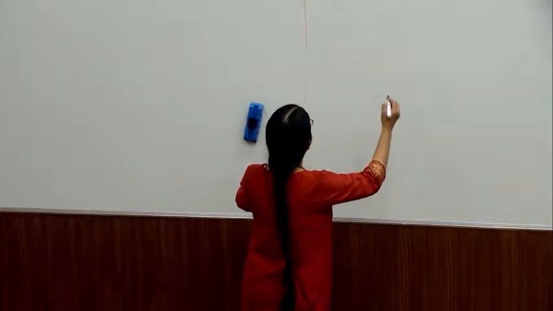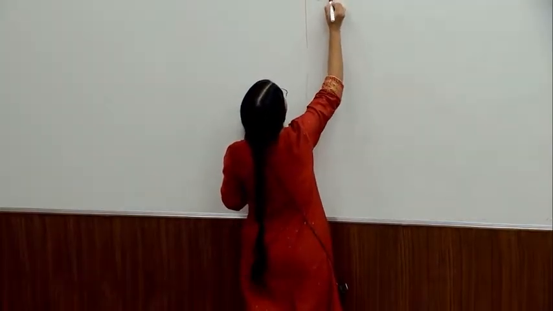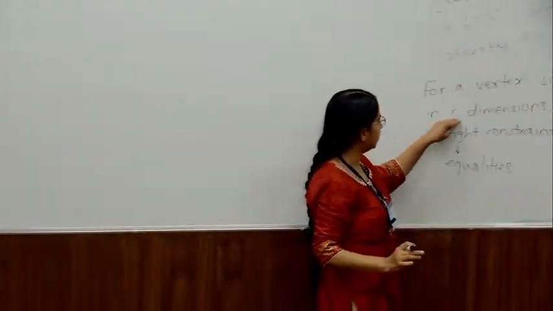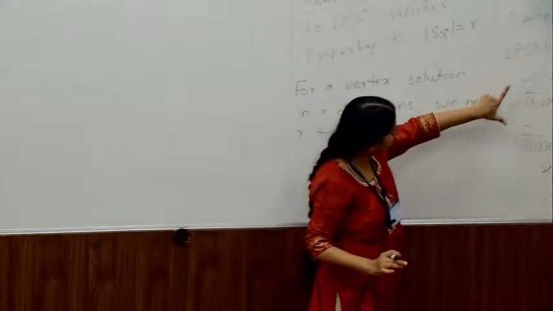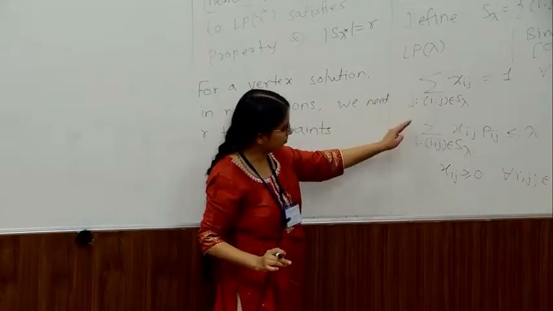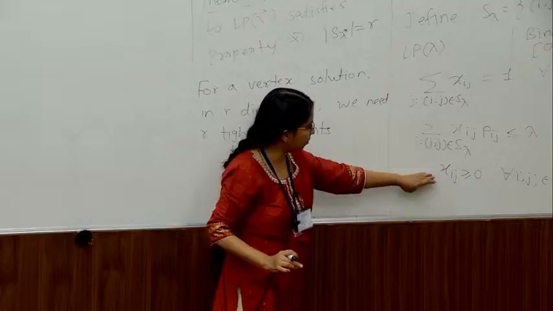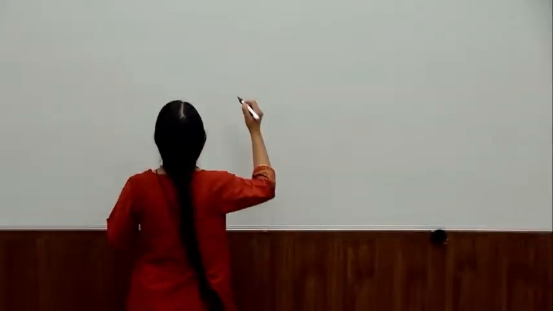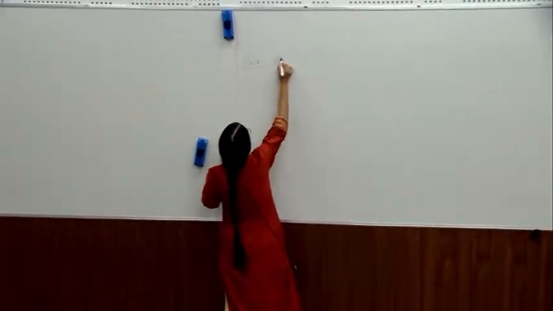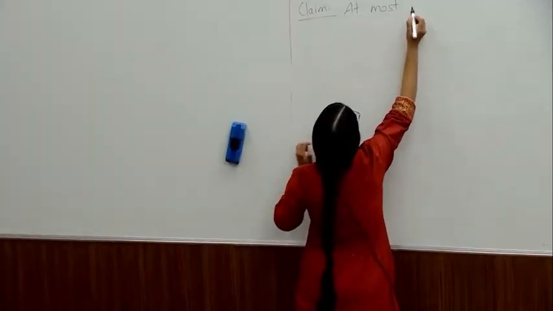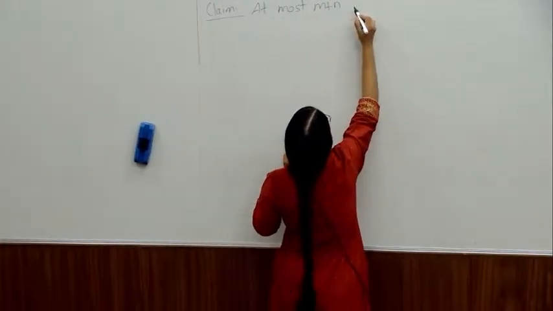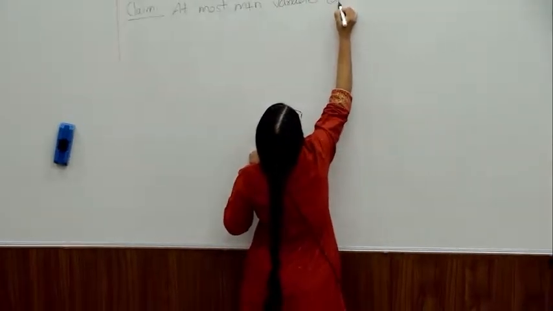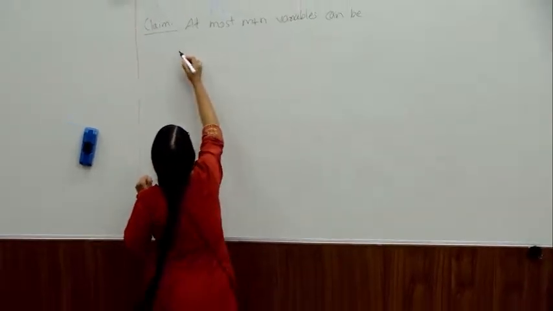Okay, so what I want to claim is the following. We are looking at a vertex solution of the LP. We know that R many constraints have to be tight. There are only m plus n many of the first and second kind. So the remaining R minus m minus n have to come from here. So at most m plus n variables can be non-zero in a vertex solution.